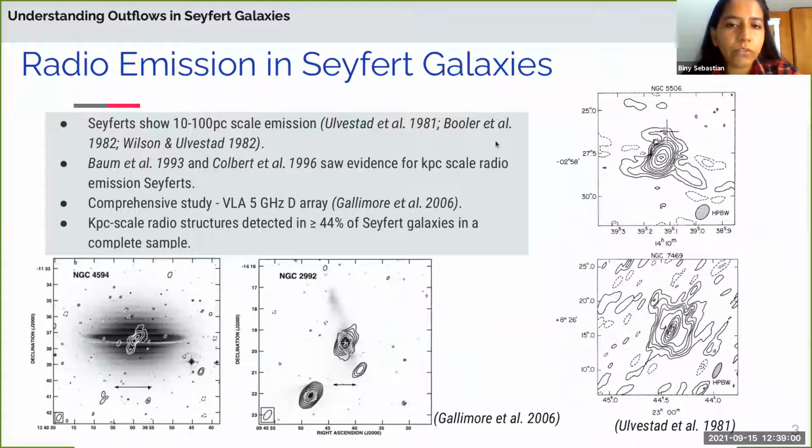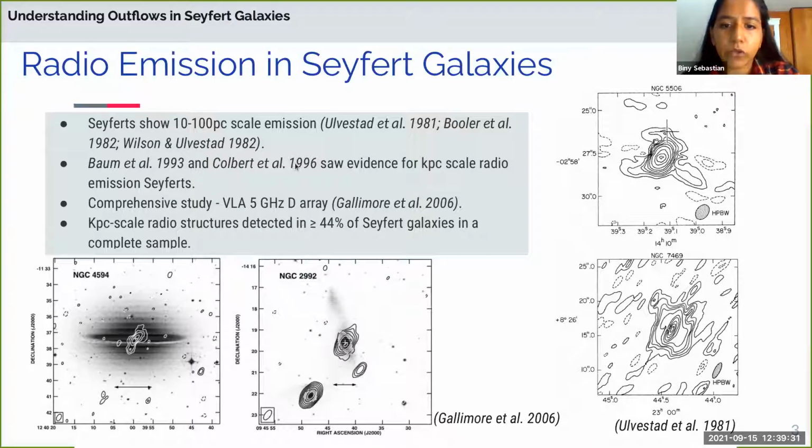So it was known from high angular resolution studies of Seyfert galaxies that they show radio structures on 10 to 100 parsec scales. Some of them showed double structures, some of them had triple structures, which were immediately suggested to be evidence of jets. Then the question was, why do Seyfert galaxies not host kiloparsec scale radio jets like those seen in radio galaxies?